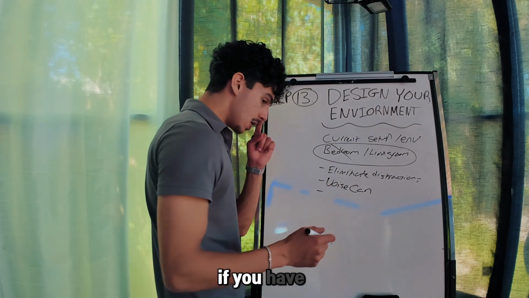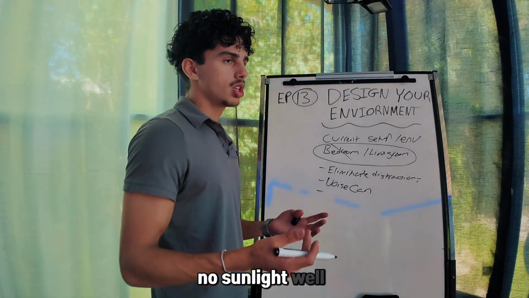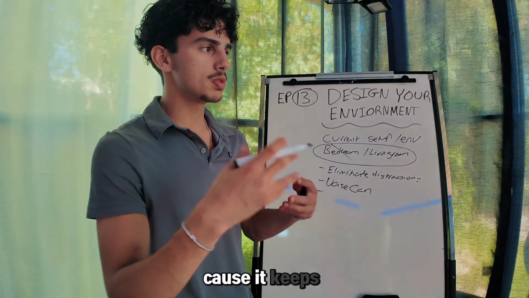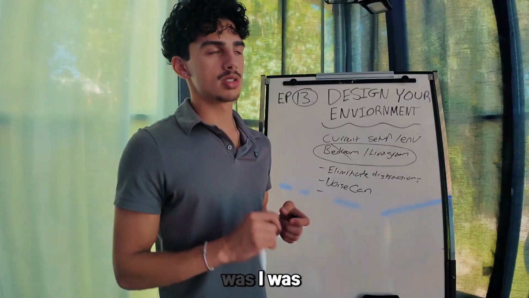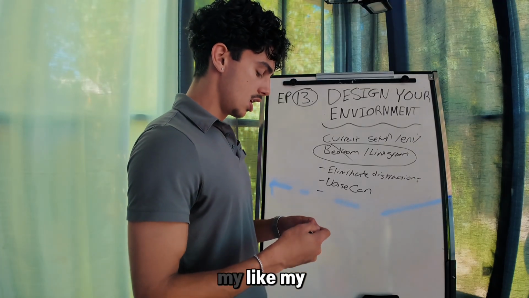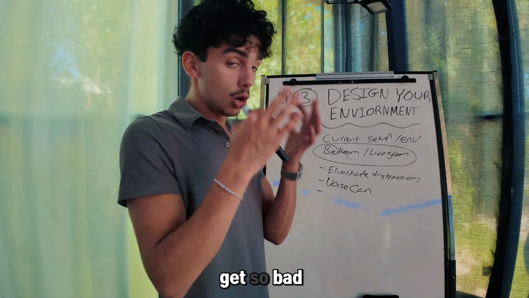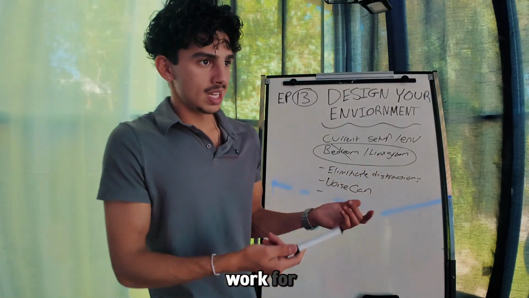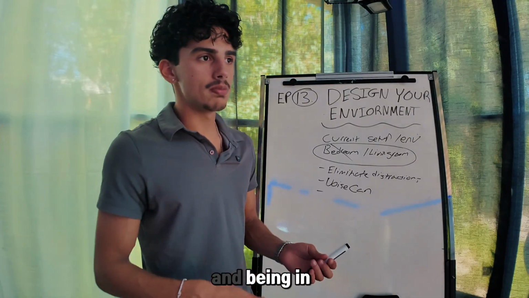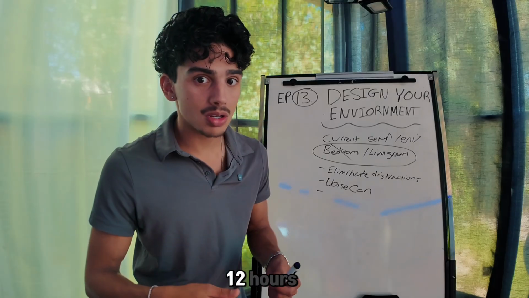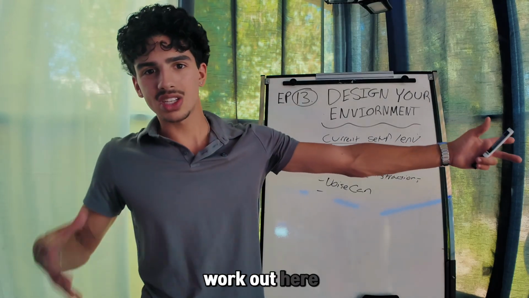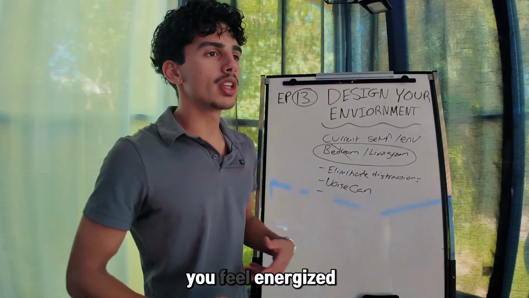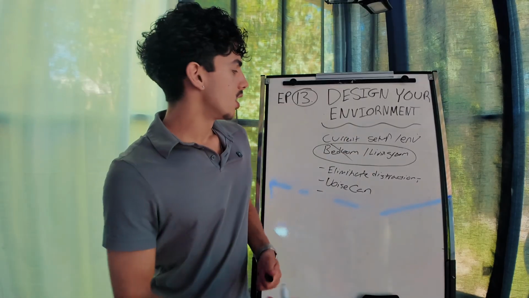If you have no sunlight, well, it's good to have sunlight while you're working because it keeps you awake. When you're in a dark room for too long, and I was notoriously bad for this, my eye bags would get so bad. I used to work 8 to 12 hours a day, and being in a dark room for that long, you come out feeling groggy and like a vampire. So I like to work out here because I have lots of natural light coming in. You feel energized, you stay awake.